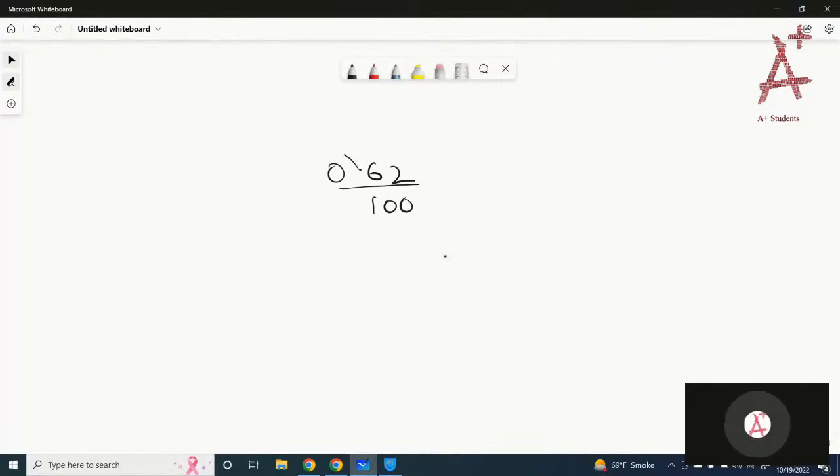Now you have to write the answer in the simplest form. Got it? So just divide them by a common number that can divide both the numbers. It would be 2. So just divide them by 2. So 62 divided by 2 is 31 and 100 divided by 2 is 50. Got it? So the simplest form is 31 over 50. So select the correct option and move on to the next question.